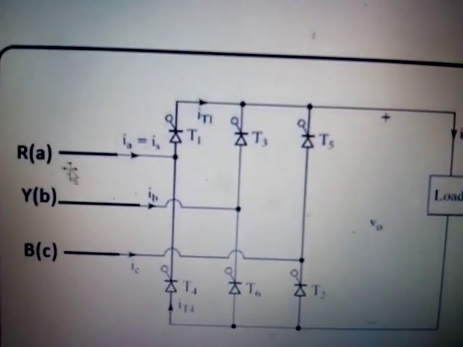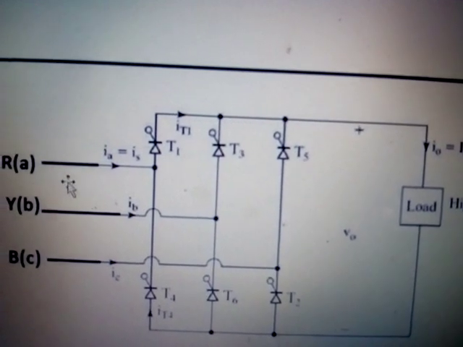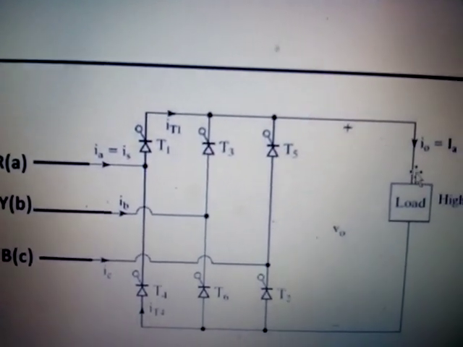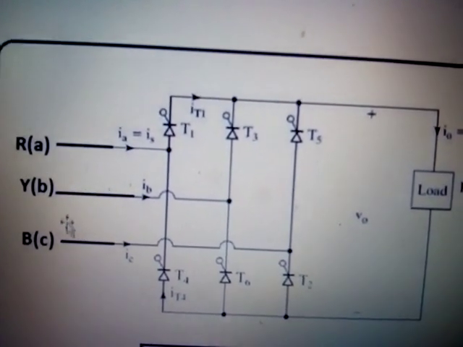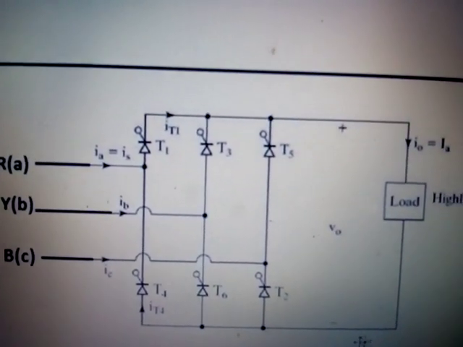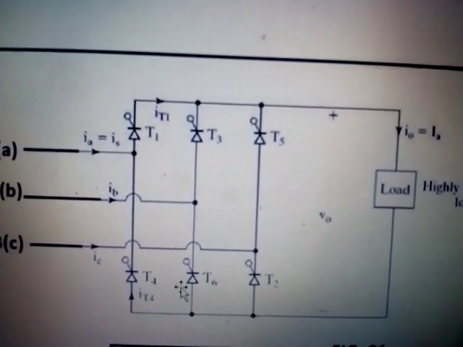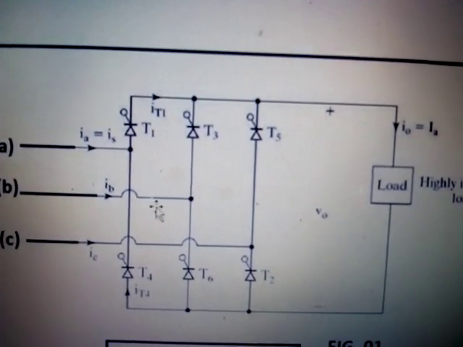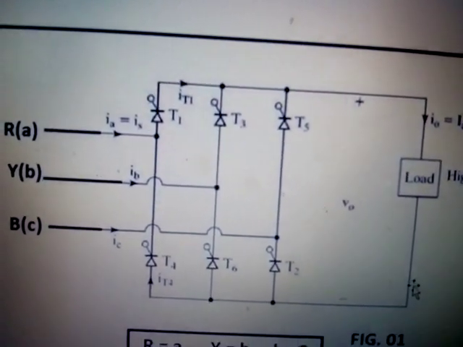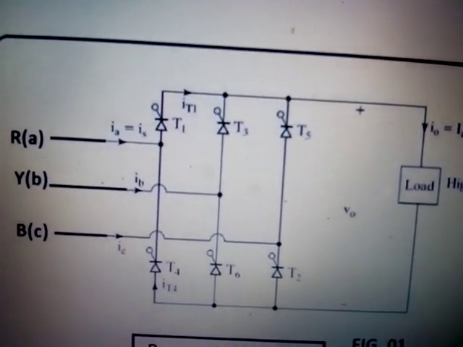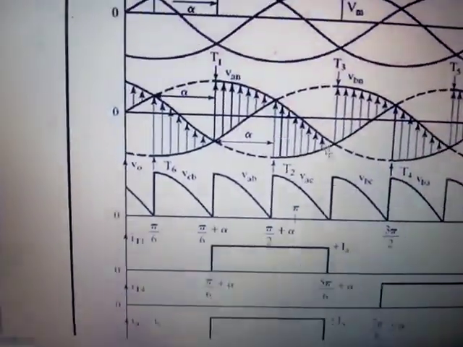So at the load upper point you will get VA, that is VR, and since T6 is conducting, Y will appear at the load bottom side point. So this one and this one are conducting, meaning these two are shorted now. Here it will be R, here it will be Y. So you will get VRY or VAB. That is what is shown here.